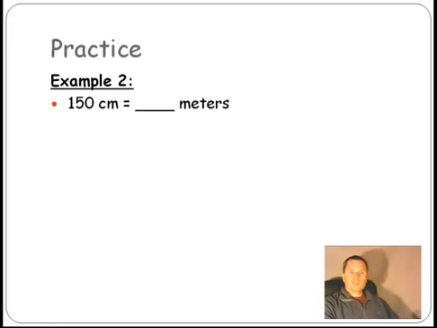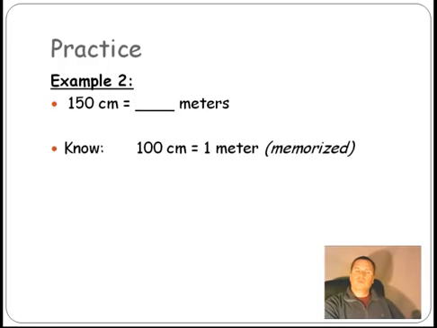Okay, example 2. Convert 150 centimeters into meters. Okay, the only tricky part about this one is, remember, for metric, you have to know the prefixes. You're not going to have a cheat sheet, so you have to remember what the conversion is. So what do we know? Well, I know that there's 100 centimeters in 1 meter. Okay, so I'm going to use that to set my conversion factor up.